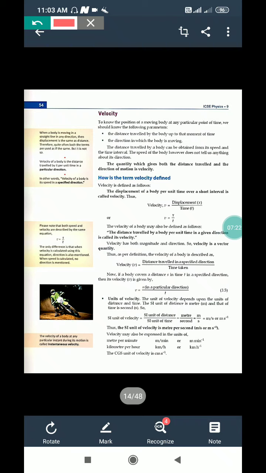Suppose small u, with an arrow, or small v, with an arrow. These are vector quantities. So velocity is a vector quantity.